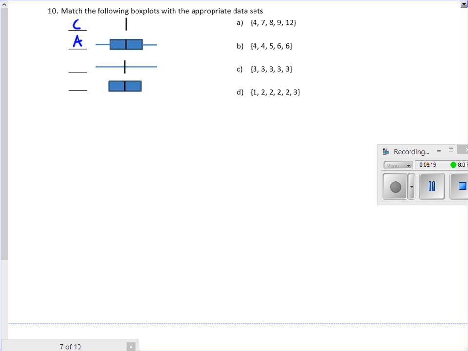We look at, we got C, we got A taken care of. Here, for the third one down, we need the quartile 1, the median, and Q3 to all be the same, which would correspond to D. And again, that leaves us with B, but as you can see, the minimum and the Q1 and the max and the Q3 are the same number. So there's your answers for the box plots.